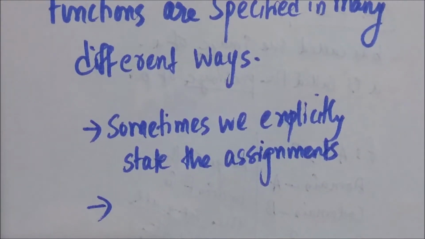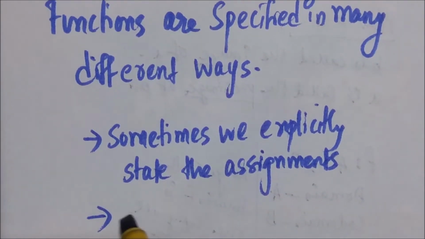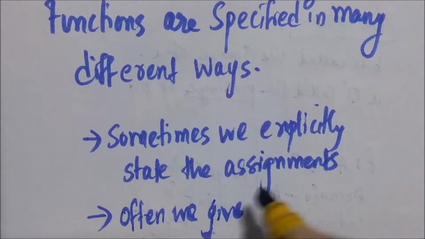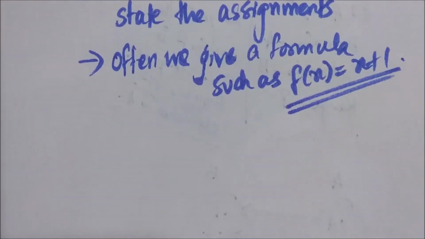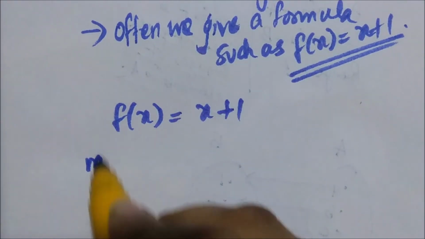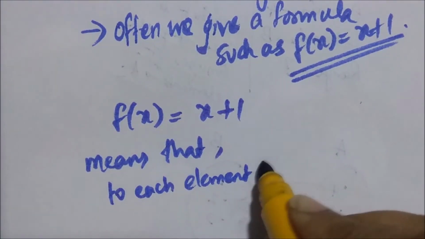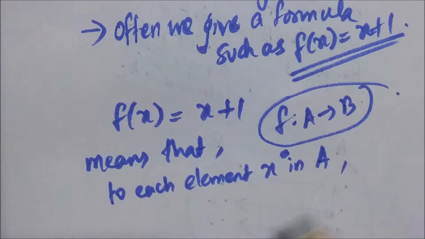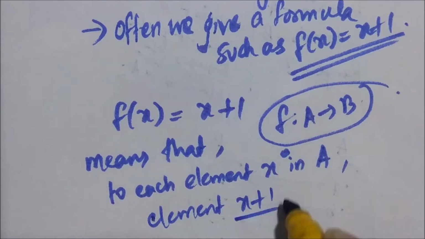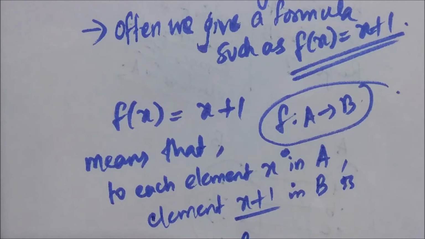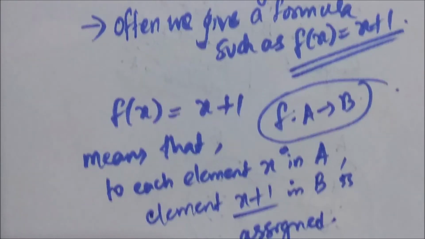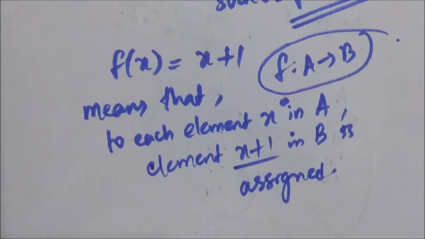Okay. And now another way is to give a formula such as f of x equal to x plus 1. So in that way we represent a function, which means that to each element x in the set A, suppose a function is from A to B that we have to define, but the assignment is given in a formula like f of x equal to x plus 1. It means that to each element small x in capital A, element x plus 1 in the set B is assigned. That's what it means. Okay.